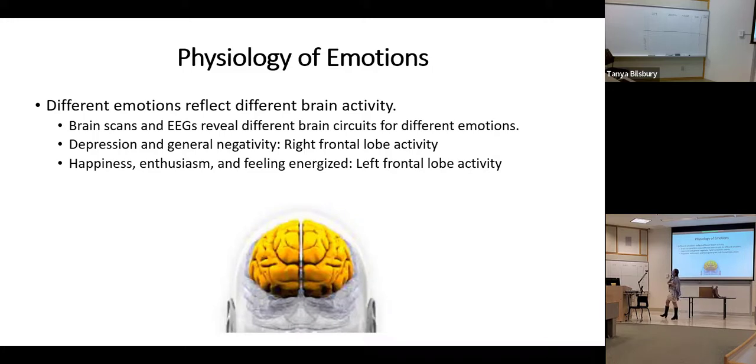That procedure can knock out one side, but not the other. And they found that when they knocked out the right, so that means the left is working, then people were happy, that they were euphoric. And when they did the opposite, knocked out the left so that the right was working, then people could be really pretty depressed. So there's some lateralization of function there.